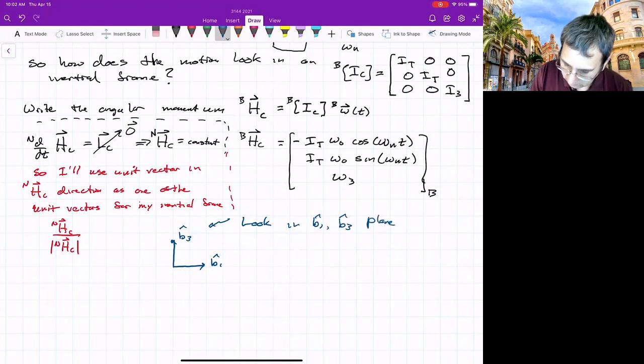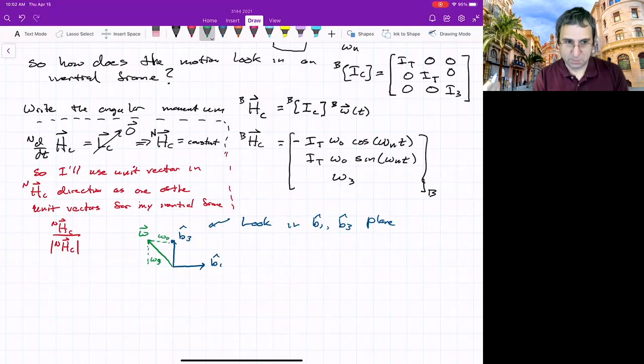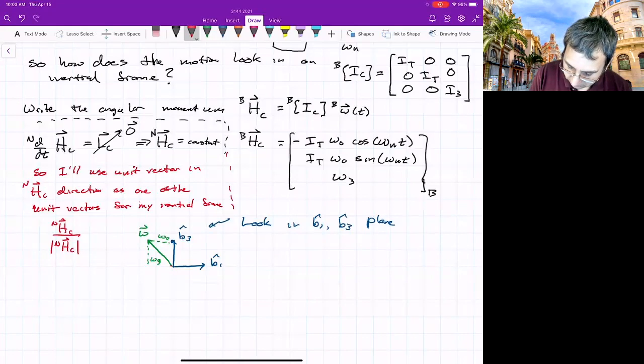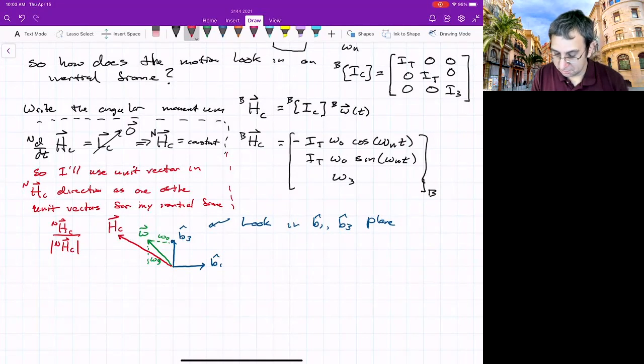There, now it is. If you want a picture in mind of what's going on, we're just looking in the B1, B3 plane. Initially, omega is pointing this way. This is omega 3, and this was omega naught. Notice I have it pointing in the negative B1 direction because that was the initial condition. What direction is the angular momentum in? It's in a slightly different direction than the angular velocity because IT is not equal to I3. It doesn't have to be slight, it might be big. So that's the angular momentum direction. It's a constant direction.